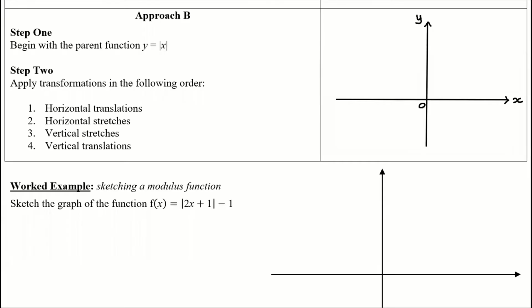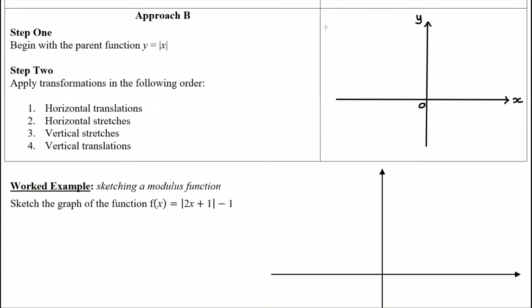Okay, so approach B is completely different. We're going to start off with a parent function. The parent function is the standard modulus function. So when we're talking about straight lines at least, it's the modulus of x. Now, it's essentially the graph y = x, but modulus. And it's very simple to draw, as you'll be aware.